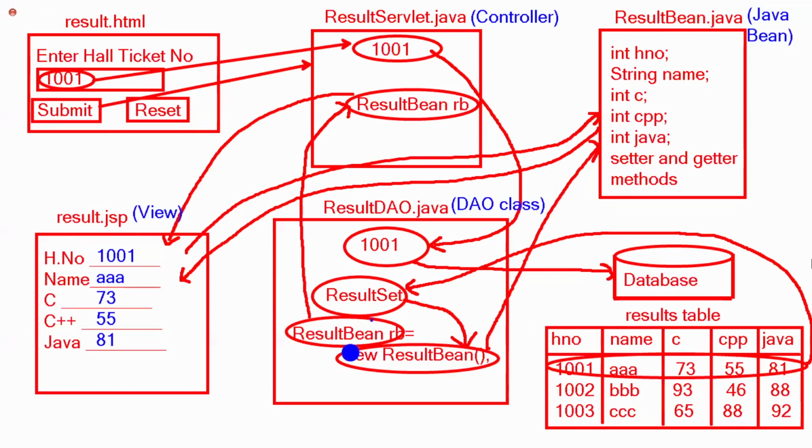That bean reference is returned to the Servlet. The Servlet will receive the reference. This reference is forwarded to the JSP. The JSP will communicate with the Java bean to get the data. Through getter methods data comes. So here, through setter methods it is placed. Here, through getter methods it will be retrieved.